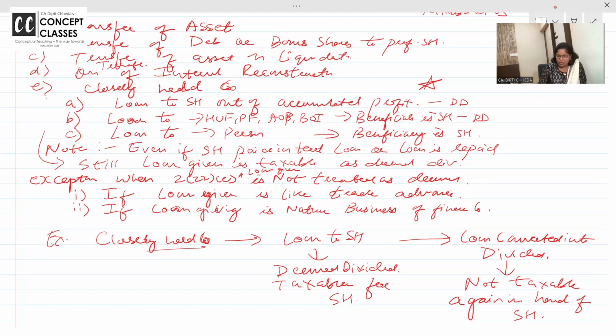Second is, if the loan is given in the nature of business where financing is the work itself. I agree, out of accumulated profits I'm a closely held company and I gave a loan to the shareholder which I should not have given, but this is my running business, I am a finance company and my work is giving and taking loans. Will this loan be taxable in the hands of the shareholders? The answer is no. Now is it clear to all of you?